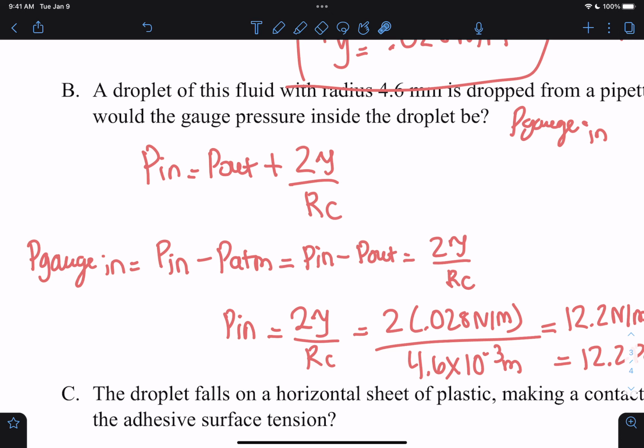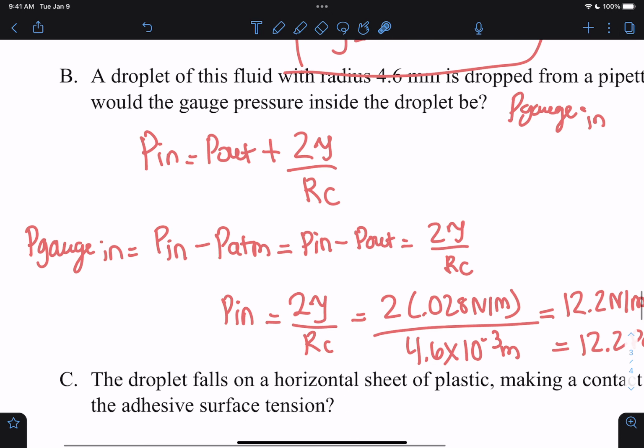But it's just much easier, I think, to have everything in terms of gauge pressure from the beginning. So P in gauge, P out gauge. Out is atmospheric pressure. Gauge pressure of atmospheric pressure would just be 0. So then you can just find the gauge pressure of the inside by calculating 2 times the surface tension divided by the radius of curvature, without adding 10 to the 5th and then converting to gauge pressure and all that business.